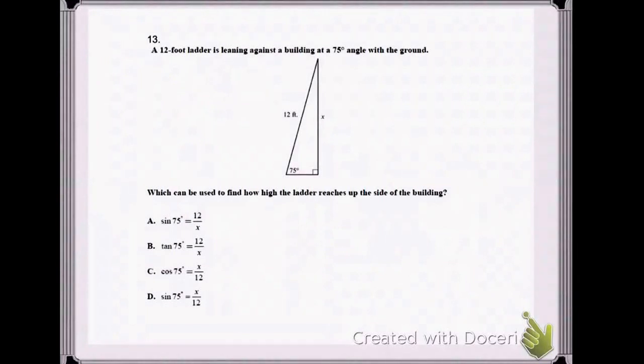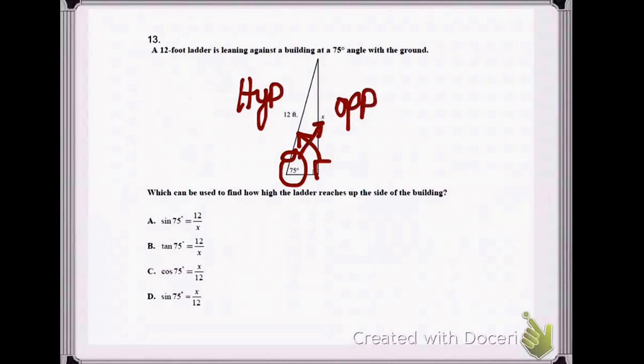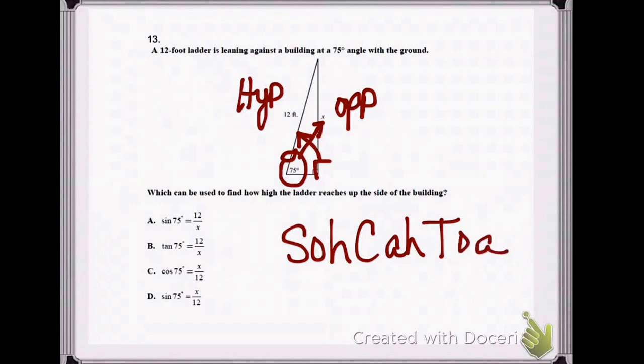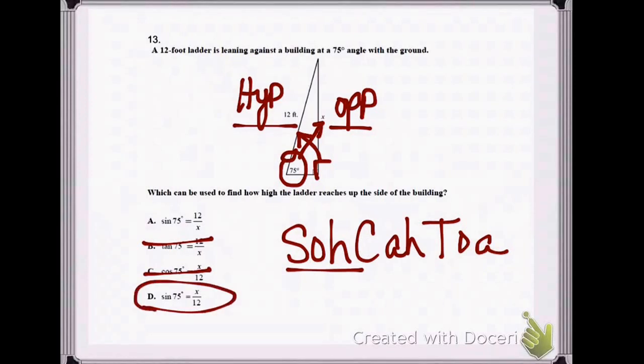Which theorem can be used to find how high the ladder reaches up the side of the building? This is theta. This is my right angle. My right angle always points to my hypotenuse, so this would be my hypotenuse. And across from theta is my opposite side. So I know, using SOHCAHTOA, that I'm going to choose a trig ratio, and I'm going to use sine because that's the one that uses opposite and hypotenuse, so that eliminates choice B and C. I know my opposite side is x and my hypotenuse is 12, so that would make D the correct answer.